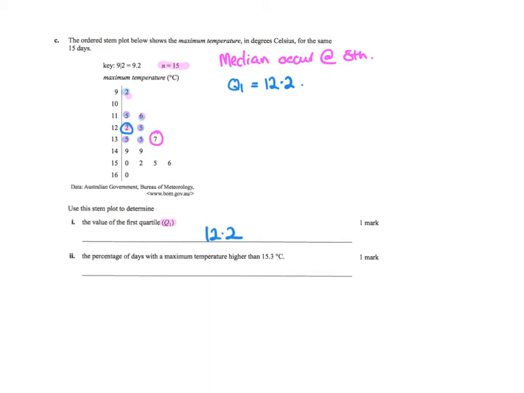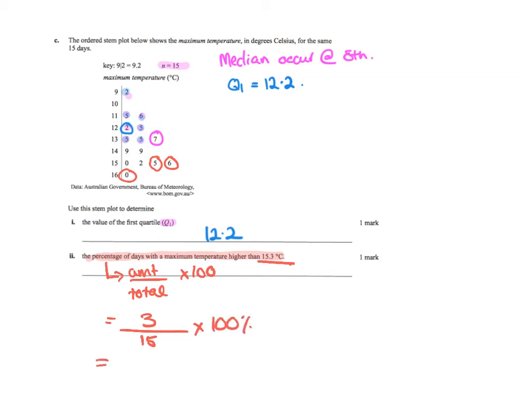Now here again, just be careful. The percentage of days with maximum temperature higher. So percentage, remember what I said, always write this: we want the amount over the total times 100. Generally finding what's the total of all these days. How many of all the days were there? 15. And higher than 15.3, was it this one? 1, 2, 3. So there's 3 higher, over 15, times 100%. And what's that equal? 20%.